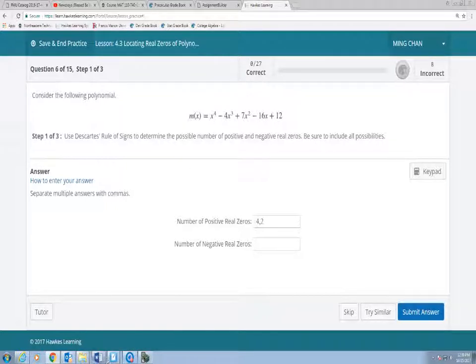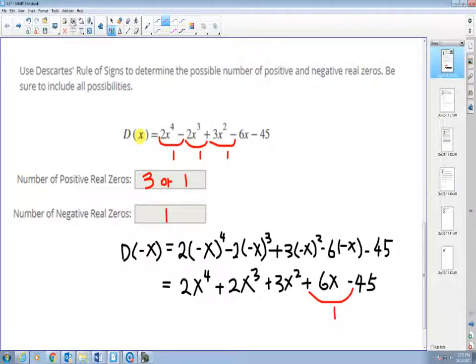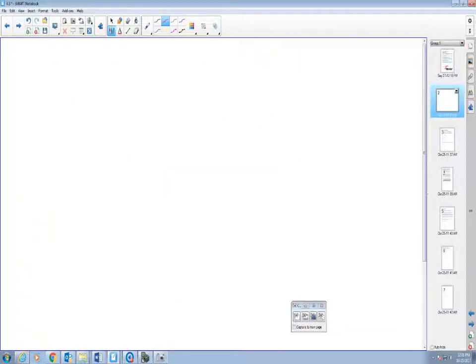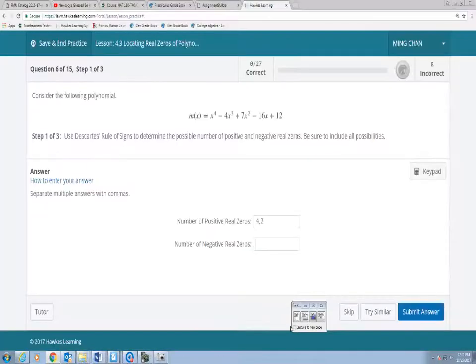So I've got to work this one out. Let me just go to another page here. Let's work this one out. Substitute negative x for all the x's.